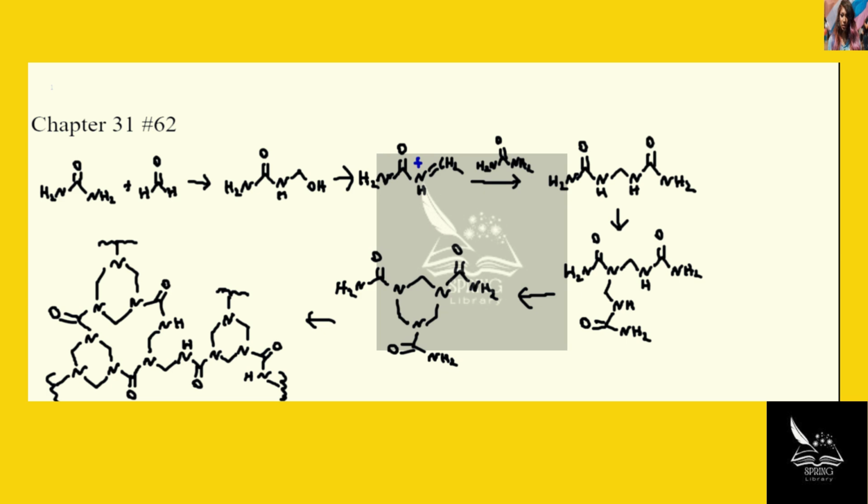So the problem was just asking for a structure for this polymer, and they told us it was highly cross-linked, and so that's what we've created here. This is the structure of the highly cross-linked polymer that the problem was looking for. So that's the answer, and again, that's the answer to chapter 31, problem number 62.